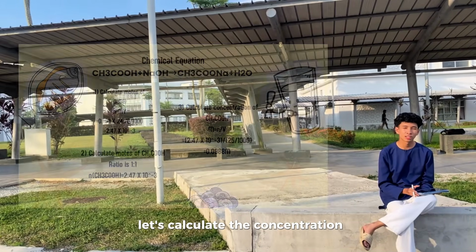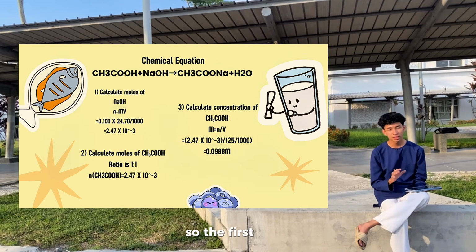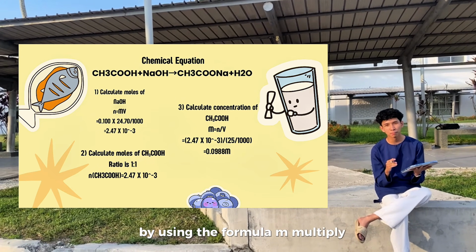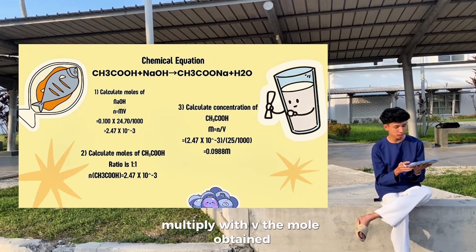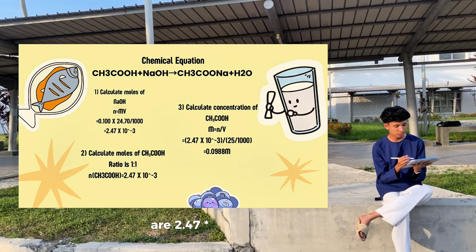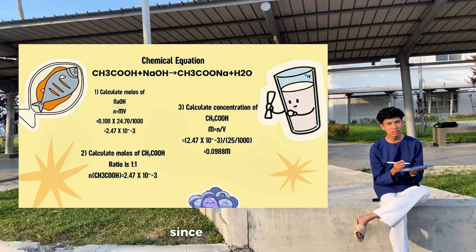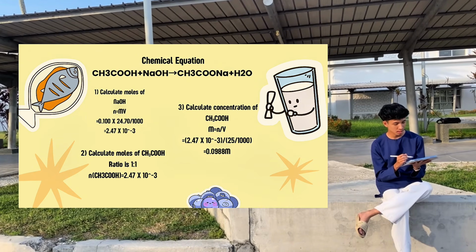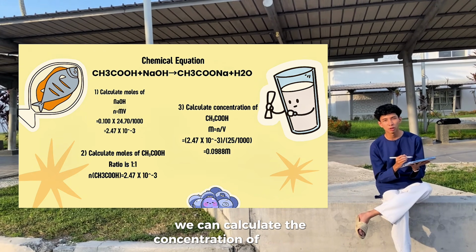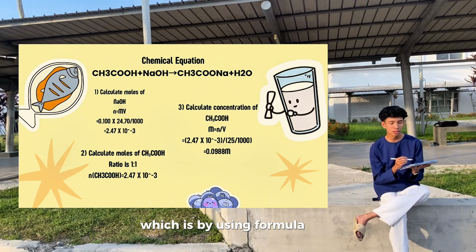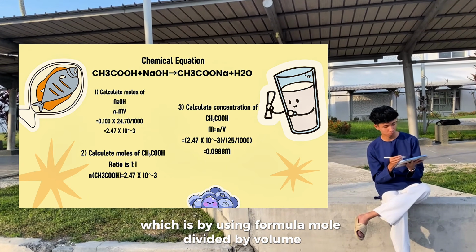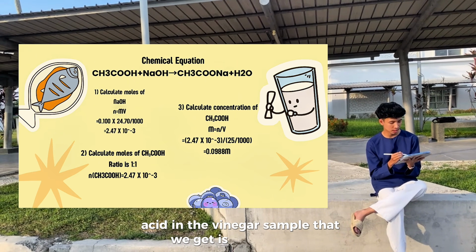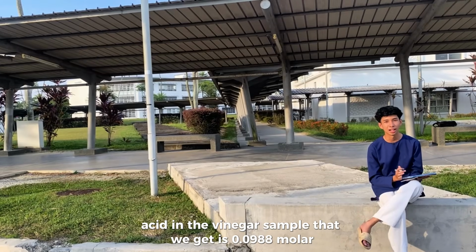Okay, now let's calculate the concentration of the acetic acid. So, the first step is we need to calculate the mole of sodium hydroxide by using the formula M multiplied by V. The mole obtained is 2.47 times 10 to the power of negative 3. Since the ratio is 1 to 1, the mole of acetic acid is also the same. Finally, we can calculate the concentration of acetic acid by using the formula mole divided by volume. So the concentration of acetic acid in the vinegar sample that we get is 0.0988 molar.